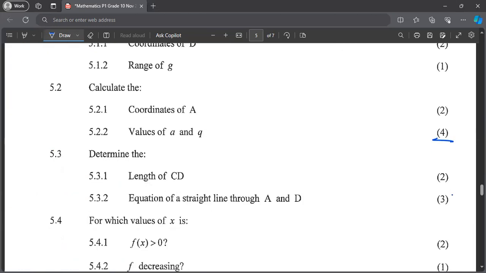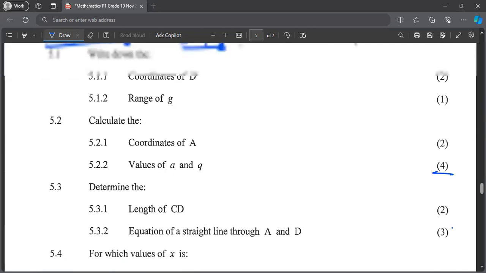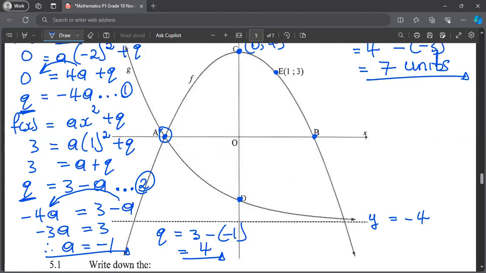Fine. And then they say, determine the equation of a straight line through A and D. So that's what they tell us. Apparently, there's going to be a straight line that passes through A and D. Now, if you must find the equation of a straight line, you only need 2 things, right? You need to know the gradient of that line and 1 point through which the line passes so that you can find the y-intercept of that line.